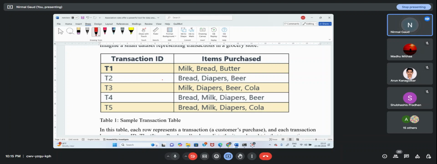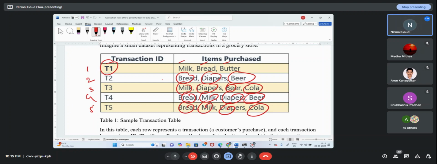That means some person went to a shop and he purchased milk, butter, and bread. So, first time he went to the shop and he purchased these things. Second time he visited the shop and he purchased bread, diaper, beer. Third time he purchased milk, diaper, beer, and cola. Then fourth time he purchased bread, milk, diaper, and the beer. Then fifth time he purchased bread, milk, diaper, and the cola.